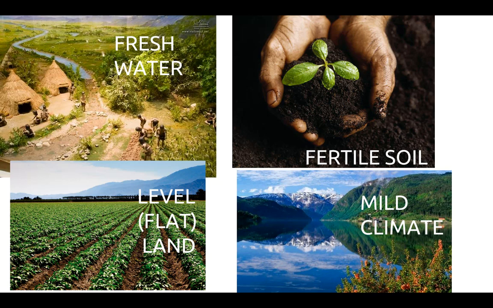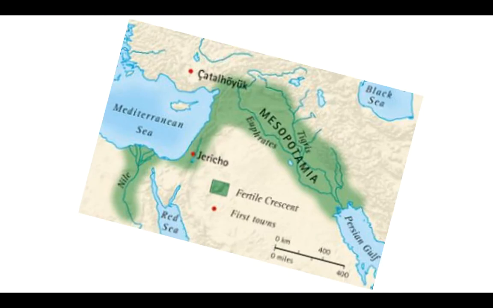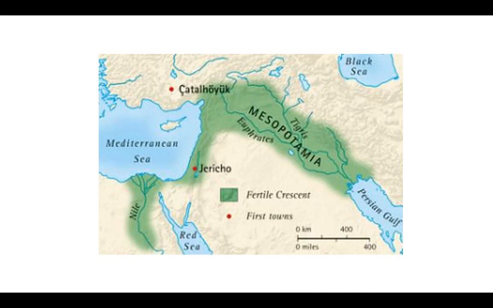So you already know the 4 geographical features that are necessary for humans to settle. Today, I'm going to transport you magically back to a place that had all 4 of these geographic features. The place where the first successful farming societies in the world began. The cradle of civilization, a place called Mesopotamia.